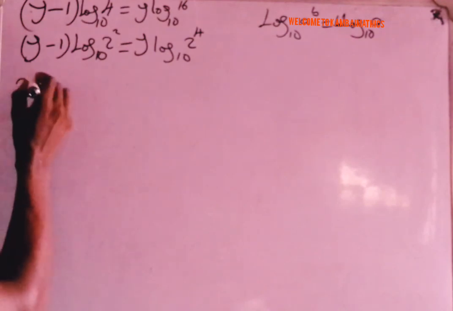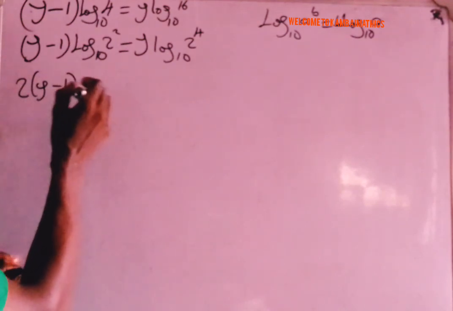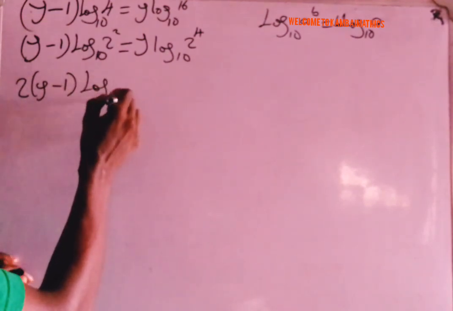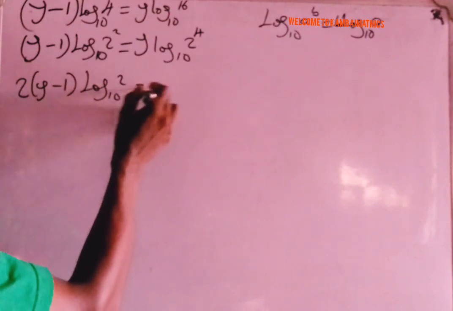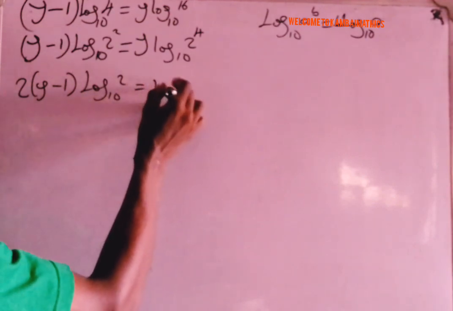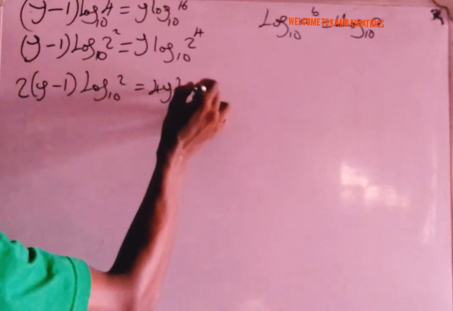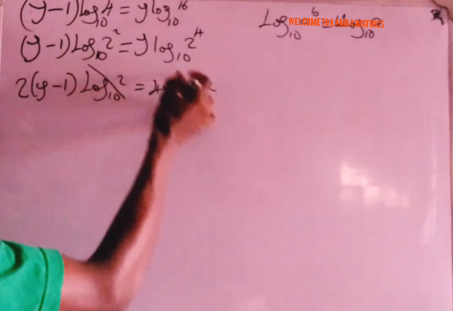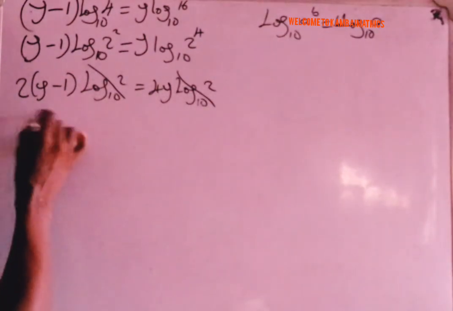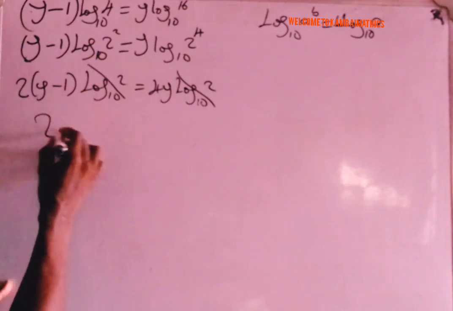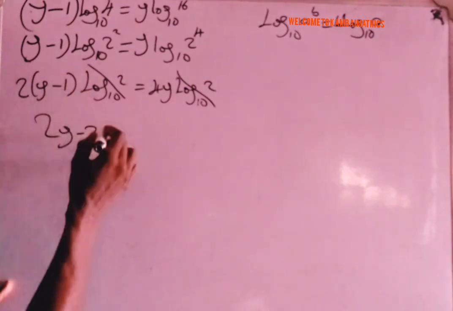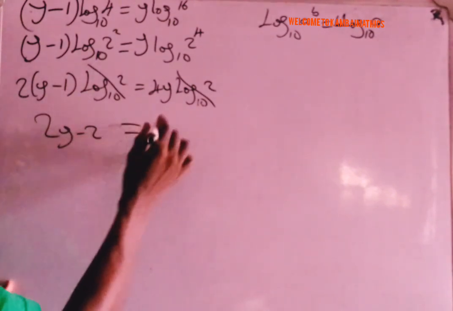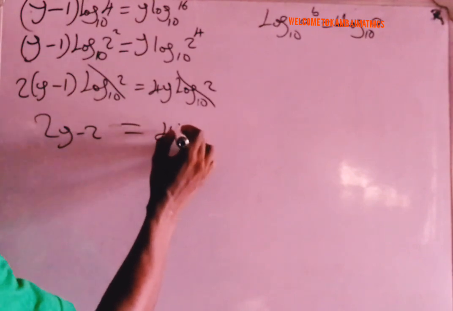So it will be 2 in bracket (y - 1), and then we have log base 10 of 2, and this is also 4y log base 10 of 2, and then this will go with this one. You are left with 2, this time 2y minus 2 times this 2, and this will give us the same thing as 4y.